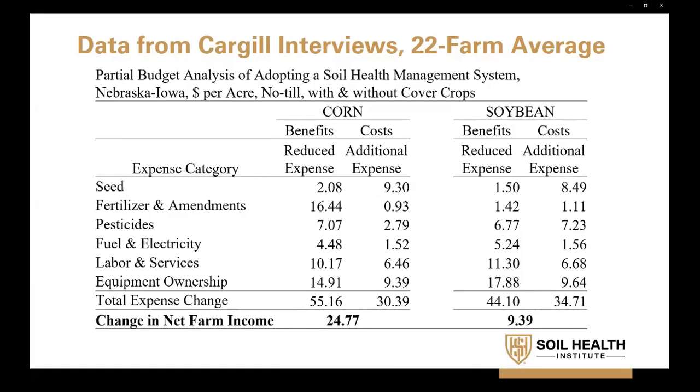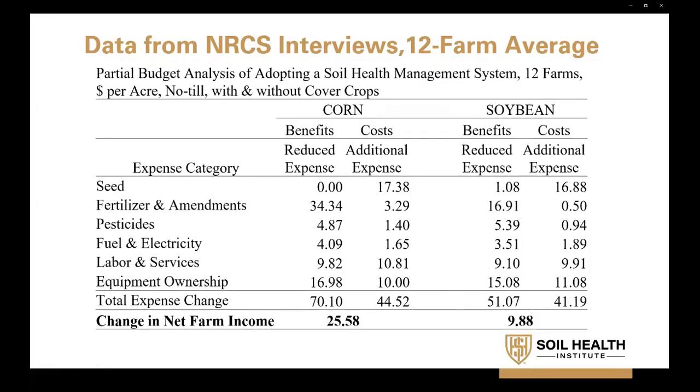Nitrogen is not used. Looking at both of them together, we see that the net change in income is about the same in each one, about $25 for corn in the Cargill collection, and then $9 for soybean. We see about the same thing for our 12 farm average from the NRCS data, even though the components of the expense reductions are not as similar for fertilizer and amendments. The totals do come out to be about the same.